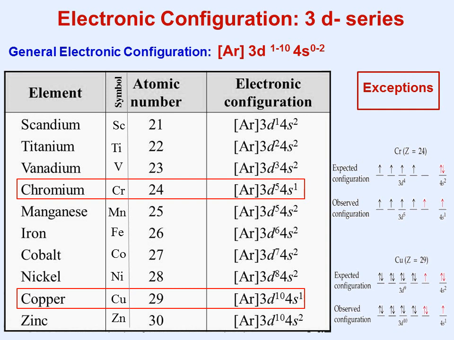This phenomenon occurs to attain the extra stable 3d5, that is half-filled electronic configuration. Likewise in copper, whose electronic configuration is supposed to be 3d9 4s2, but the actual electronic configuration is 3d10 4s1, because to attain extra stable electronic configuration, that is d10 electronic configuration, one electron from the 4s subshell moves into the penultimate 3d subshell. Therefore, chromium and copper in the first transition series show abnormality in their electronic configuration.